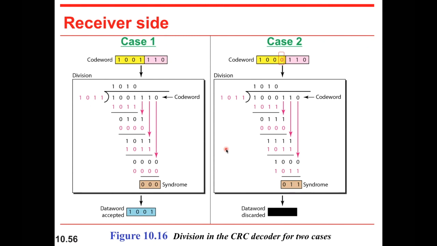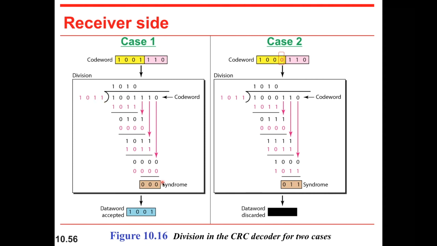Okay, what happens on your side? Two possibilities. The first possibility is success, that you receive the same number that I sent to you, 1001110. There is also the possibility that you receive one error. So we will see both of the cases. In both cases, you will do the same division. This is the number to be divided, and you divide it with the same divisor.